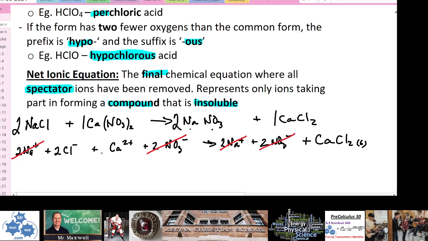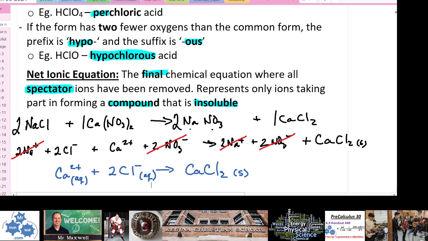The net ionic equation then is going to be your Ca2+ + 2 Cl- produces CaCl2. And this is going to be solid. These are going to be aqueous. Don't put liquid. They're aqueous, they're dissolved in water. So that's your net ionic equation, okay?